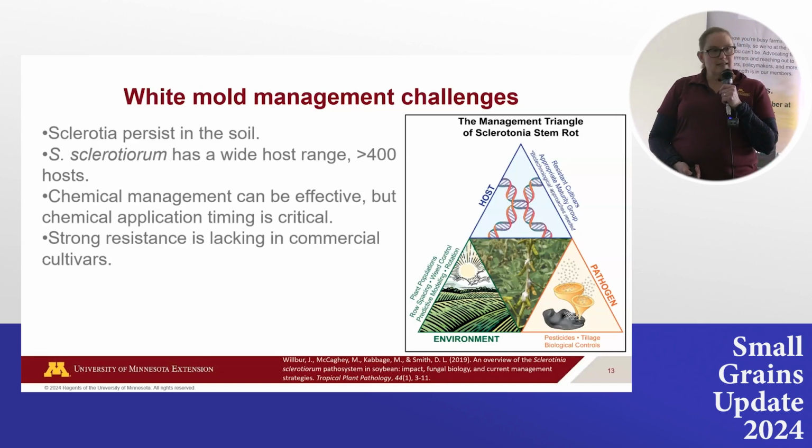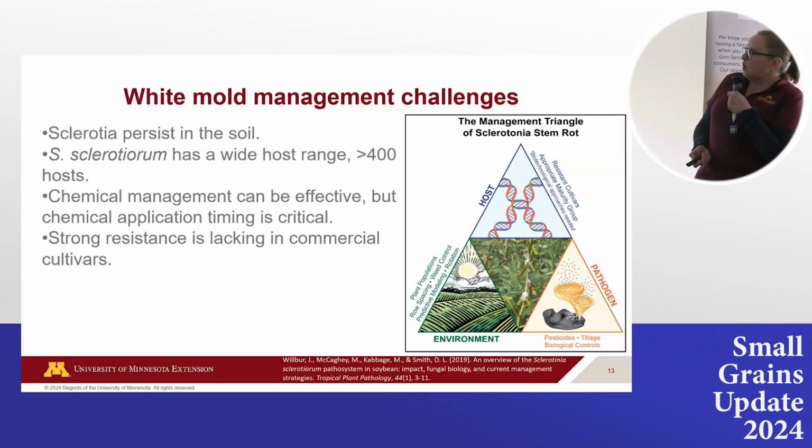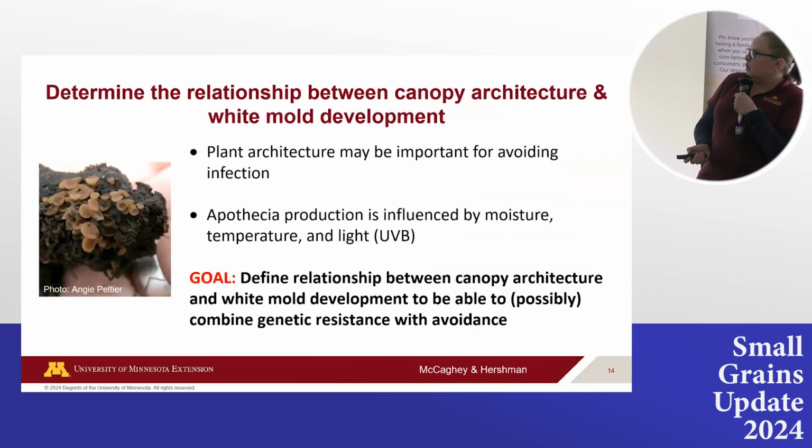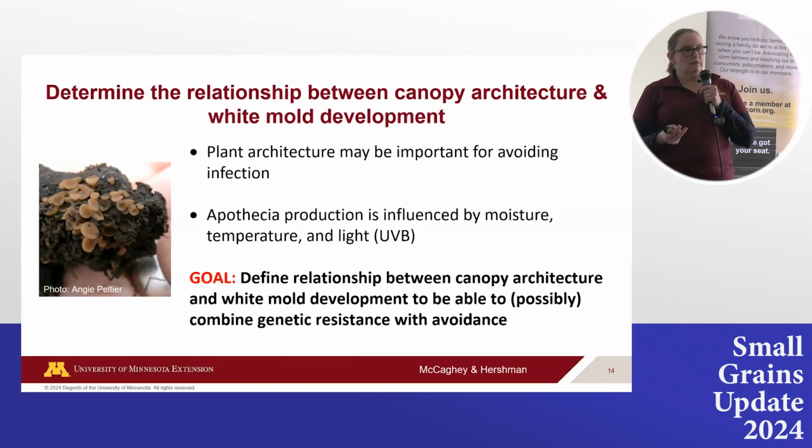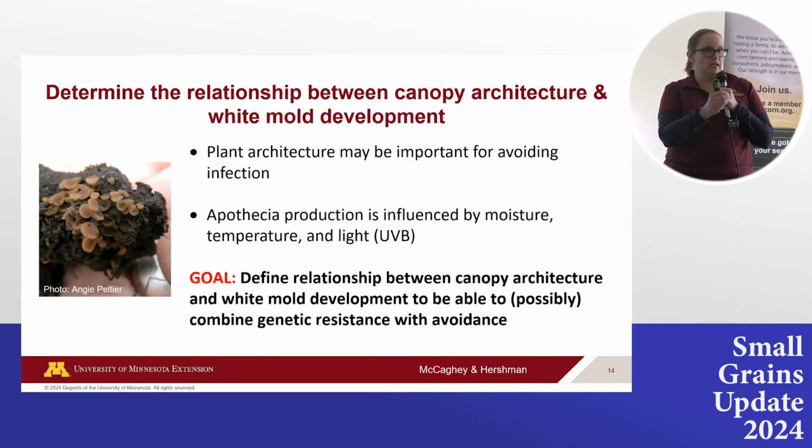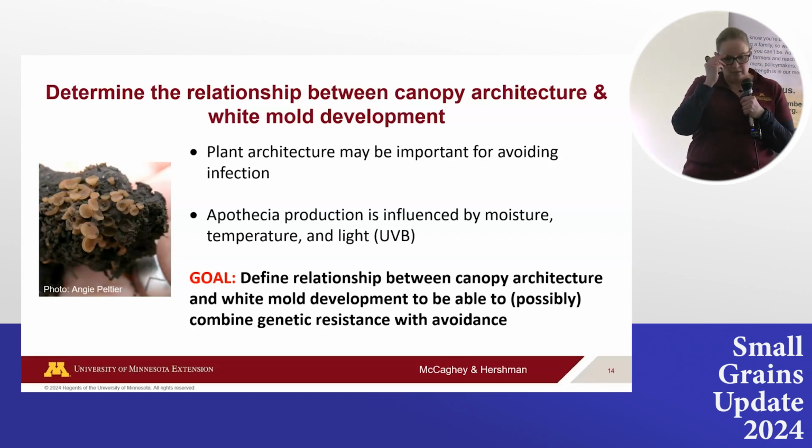We do have resistance available in some of our varieties. However, it's nowhere near complete. And we could do better. And so the goal of this study was to look at two different things with the hopes of developing a better resistance package within a soybean variety. So it's thought that plant architecture traits can contribute to the plants being able to escape infection by the white mold pathogen.